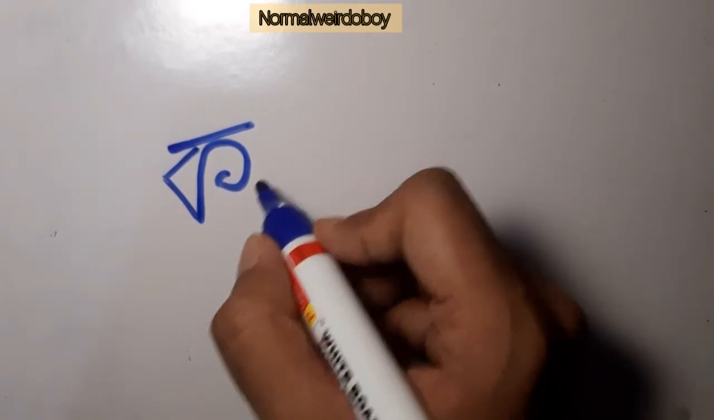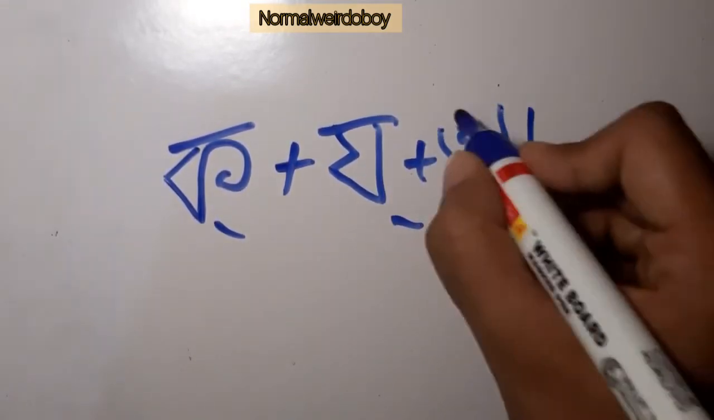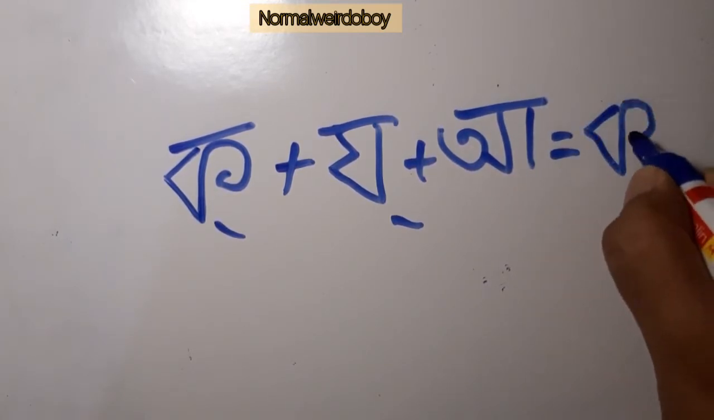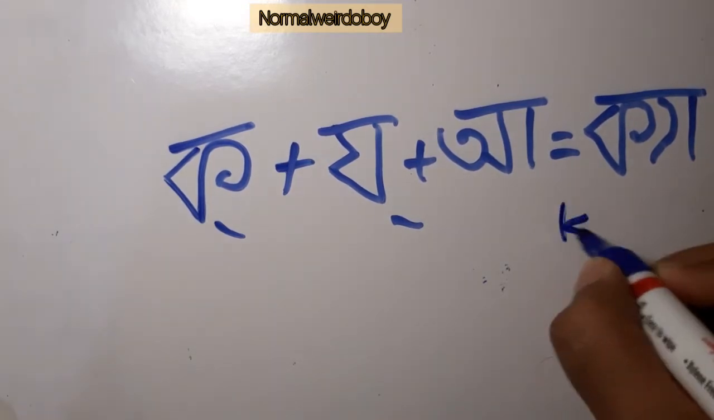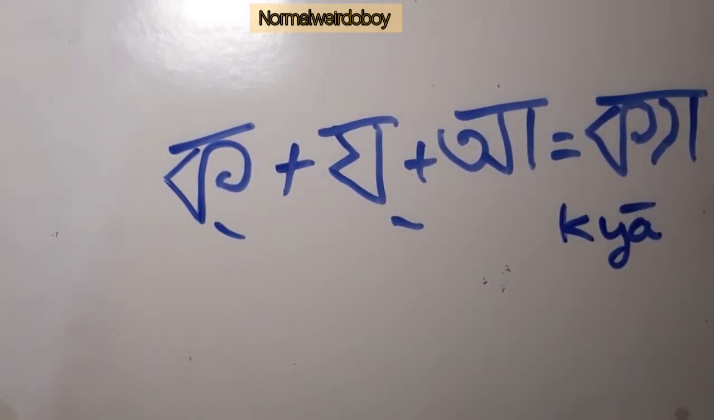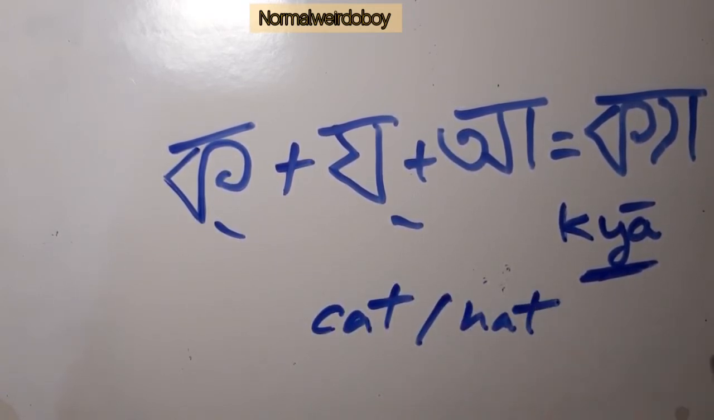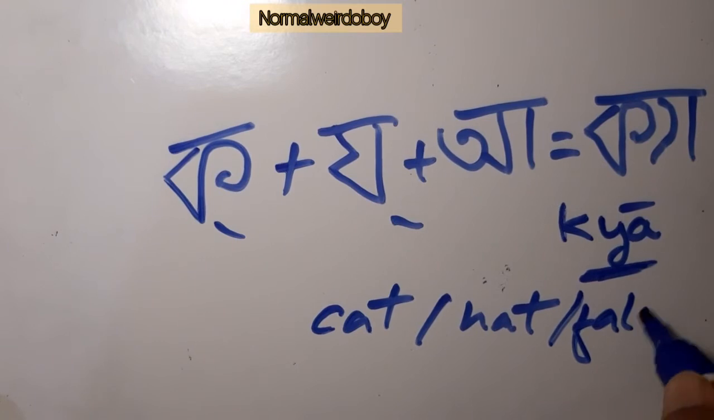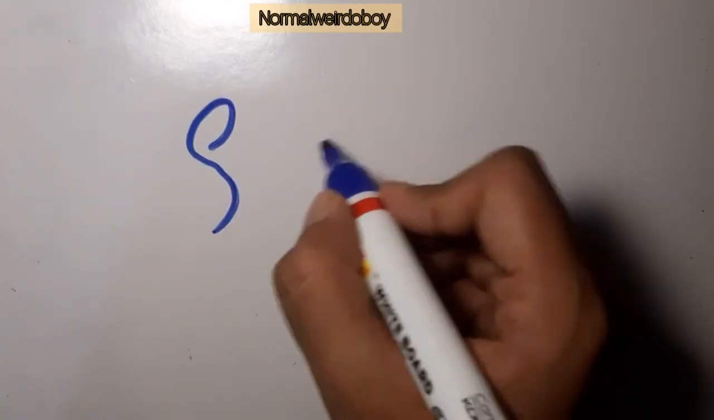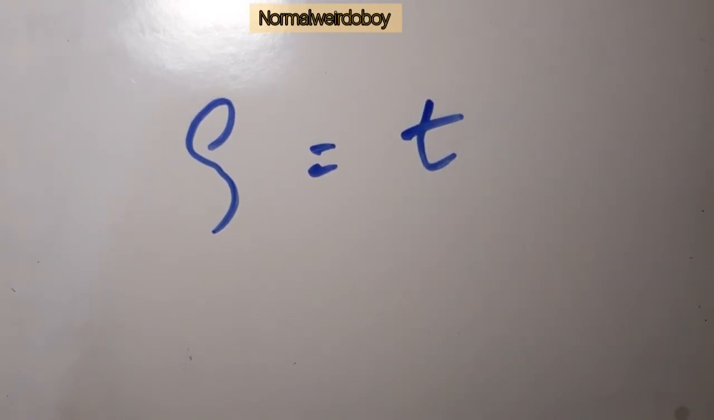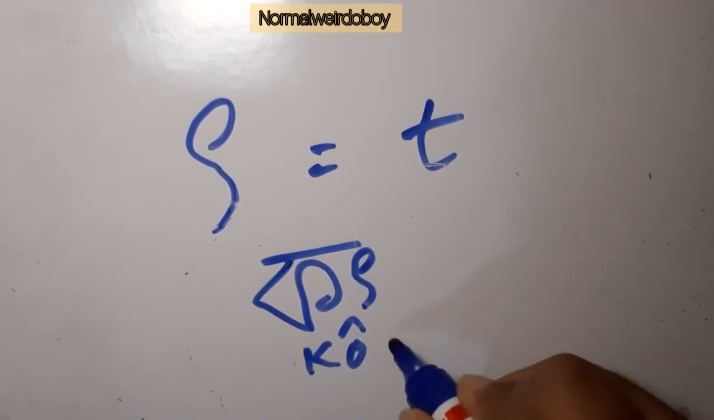Ka plus Antastar jaw plus A becomes Ka. It is not Kya or Ksha but Ka. The A sound is as in cat or hat or falcon. It's A. Can also be written as A. Khandato. It gives the T sound. So Ka plus Khandato becomes Kot.